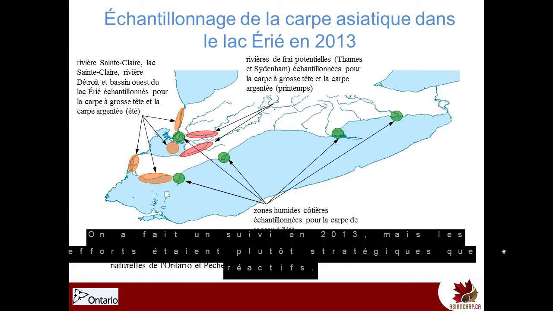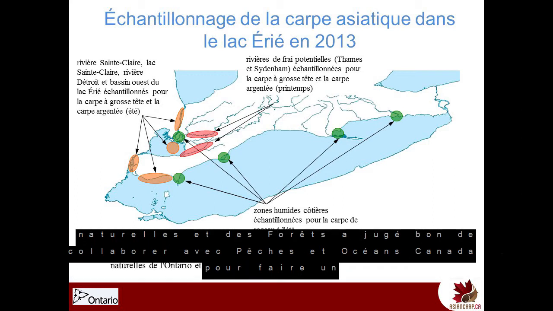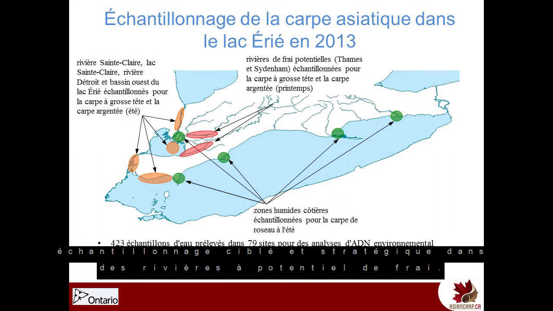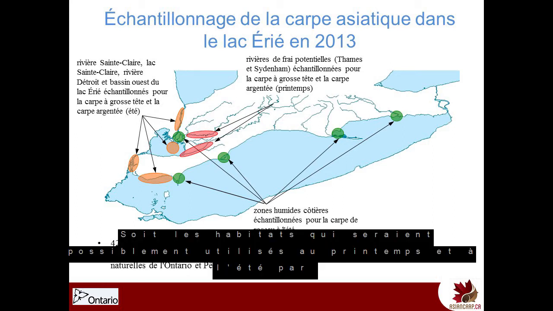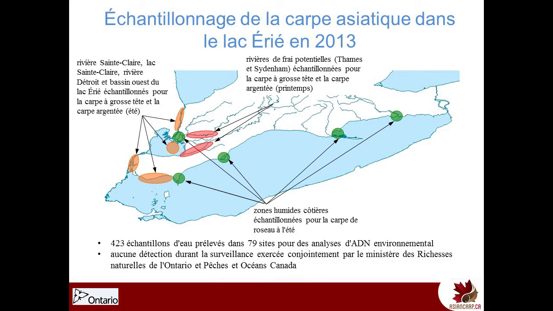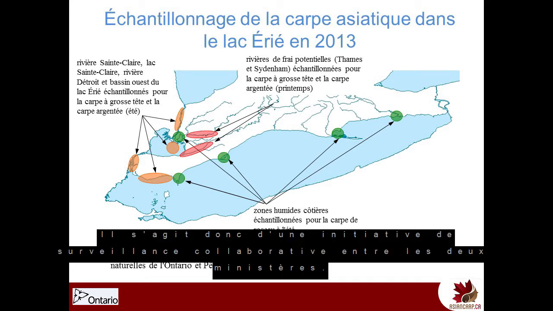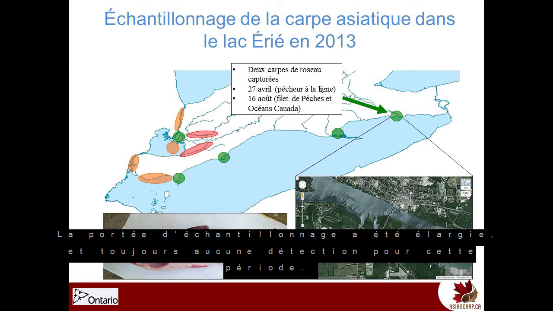So this was followed up again in 2013, but this was less reactive and more strategic. So instead of just sampling what seemed reasonable, MNRF worked with the Department of Fisheries and Oceans to do more strategic targeted sampling based on potential spawning rivers in the spring and then summer habitats that would be likely to be used by the 3 different species. So this is bighead, silver, and grass carp. So this was sort of a collaborative surveillance effort between the 2 agencies, expanded sampling, and again, we got no detections during the spring and summer.